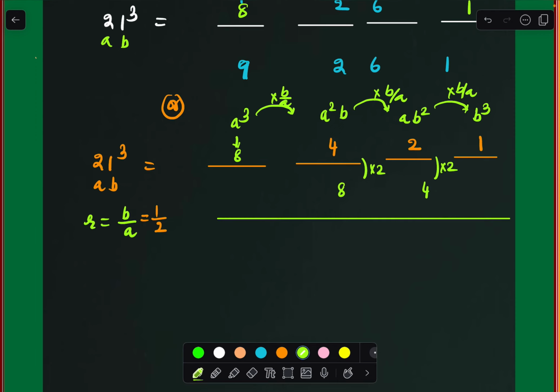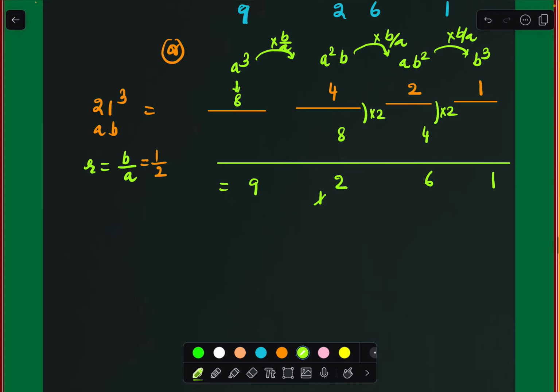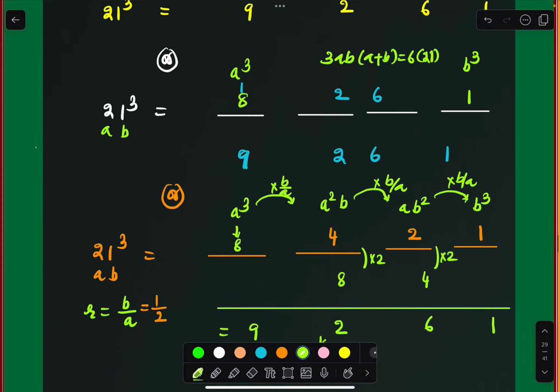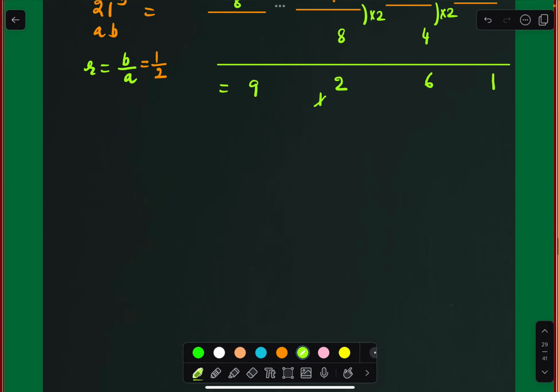Its value how much now? 1, and this value 6, and this value how much will we get? 12, 2. 1 carry here, 8 plus 1 will get 9. Therefore I'm getting 21 cube as 9261 in this way, right? And see the next one.